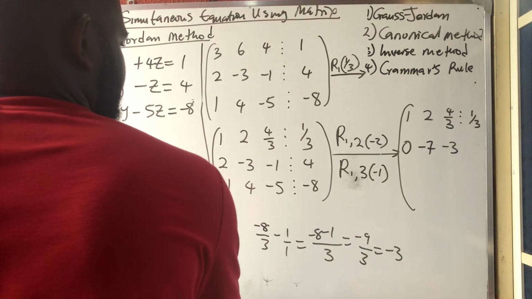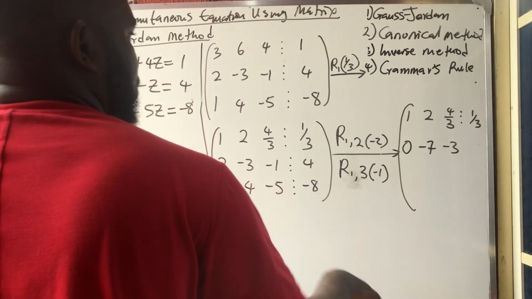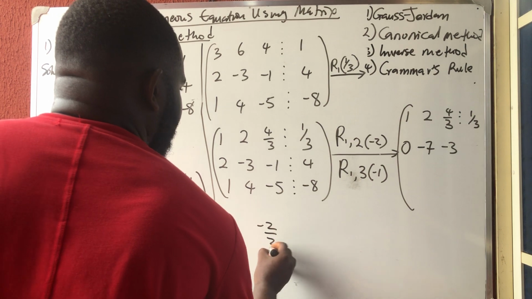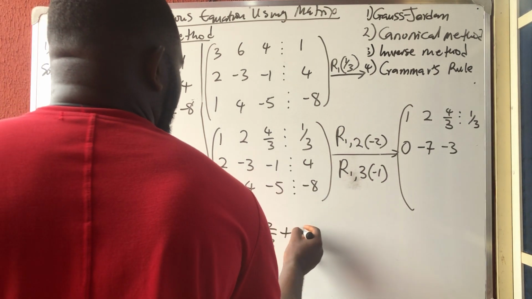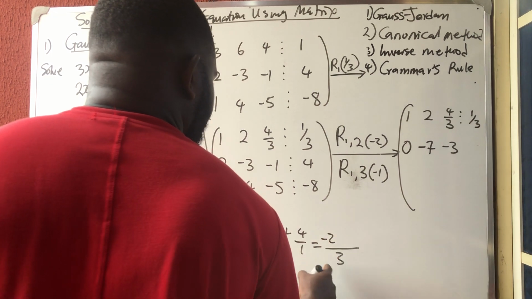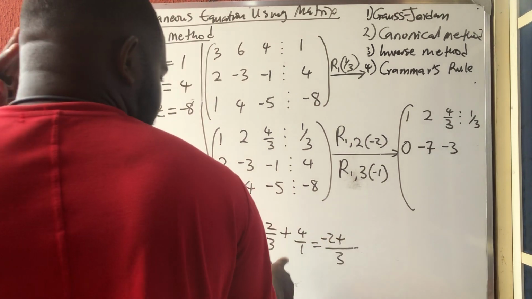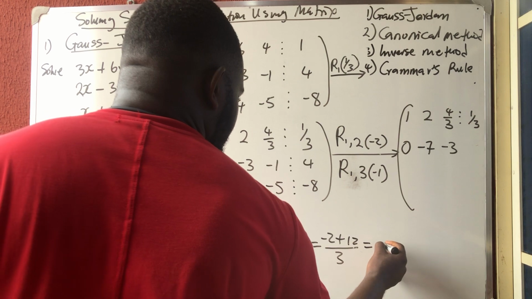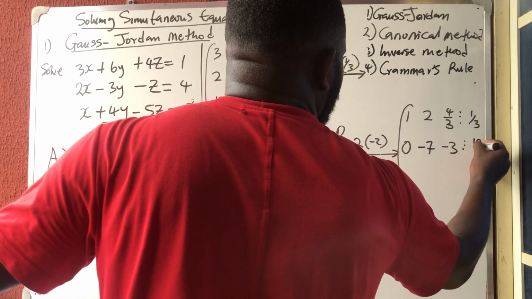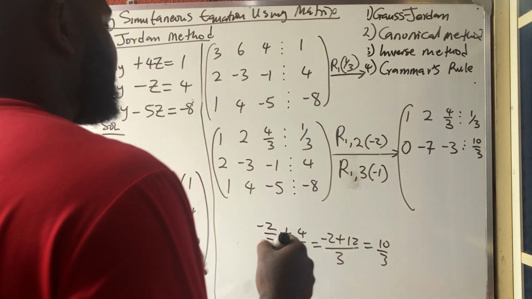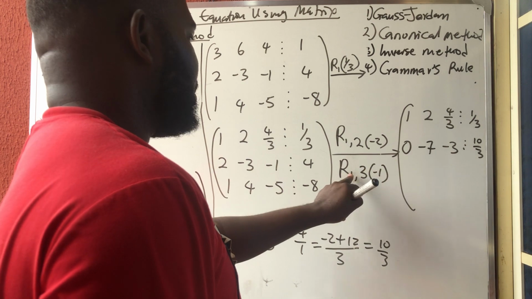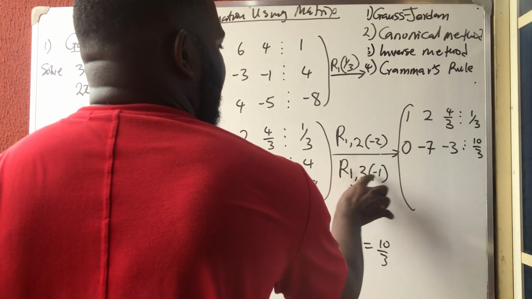Okay, so the next one is minus 2 times this, which will give you minus 2 over 3. Then you add it to 4 plus 4 over 1. The LCM is 3. I'm having minus 2 plus 3 times 4 is 12, which will give you 10 over 3. Okay, I'm having that dot, dot, dot. This is 10 over 3. So the same thing here: I multiply row 1 by minus 3 and add it to row 3.